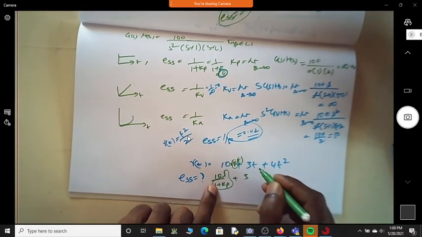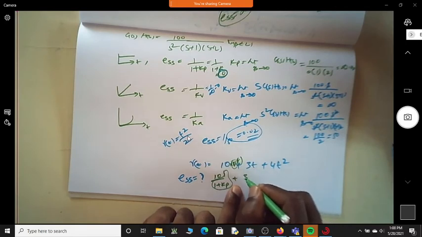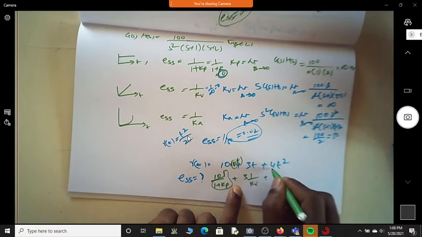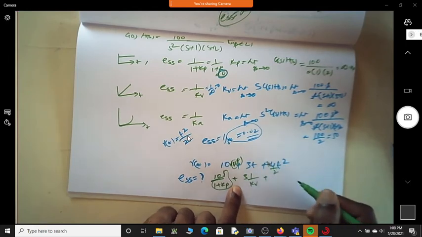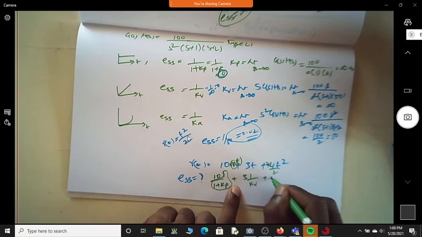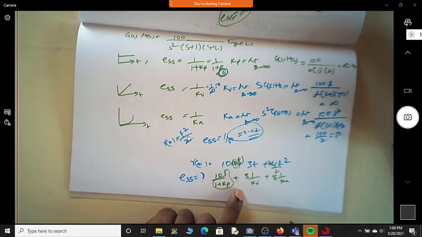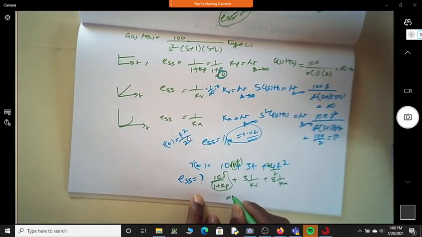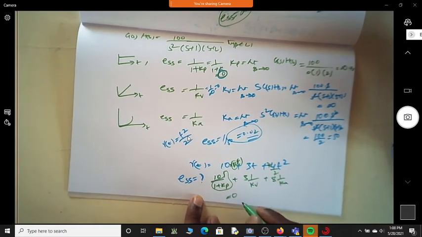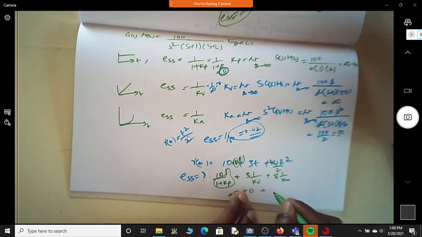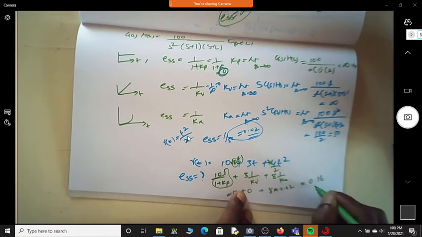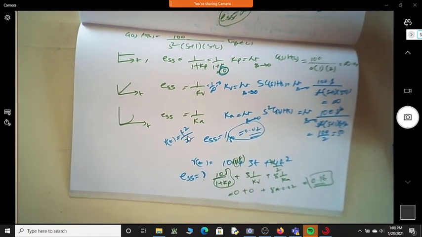This 10 is a multiplication. So shall I write it as 3 into t? 3 is a constant. For t, it is 1 over Kv. Then shall I make it divide by 2 multiplied by 2, and write it as 8 by 1 over Ka? For this particular system, is it actually 0? Yes, because Kp is infinity. Is this also 0? How about this? It is a finite value, 8 into 0.02, which is 0.16. This is the error.